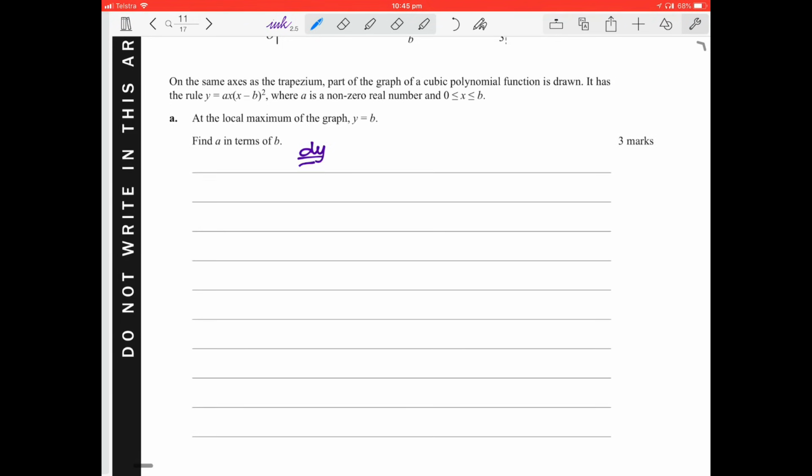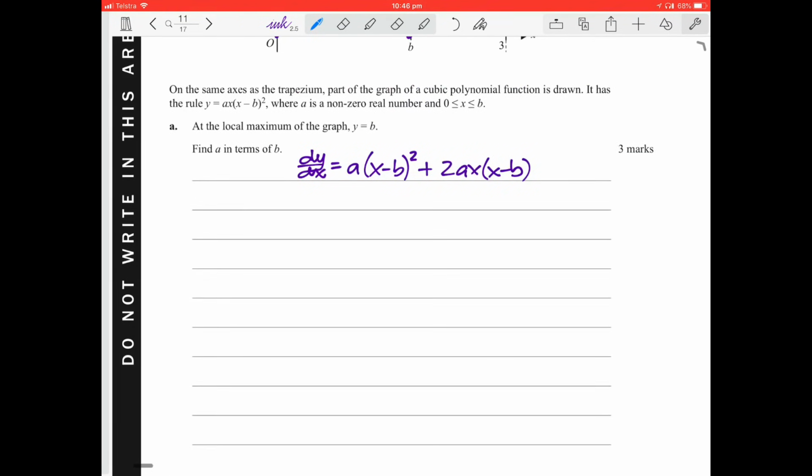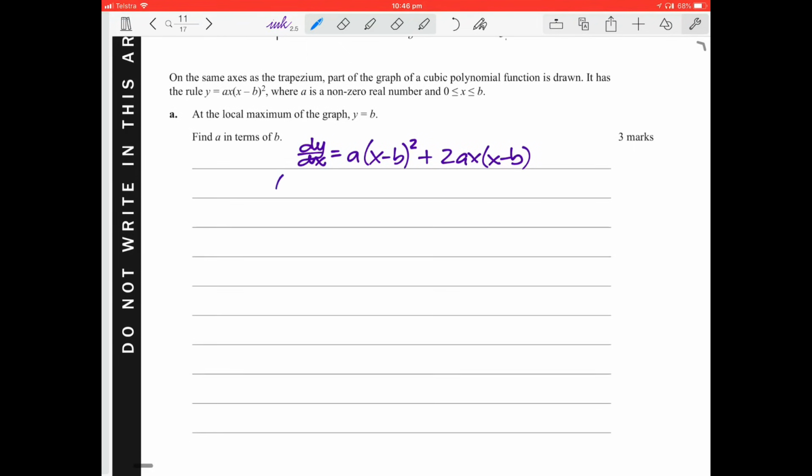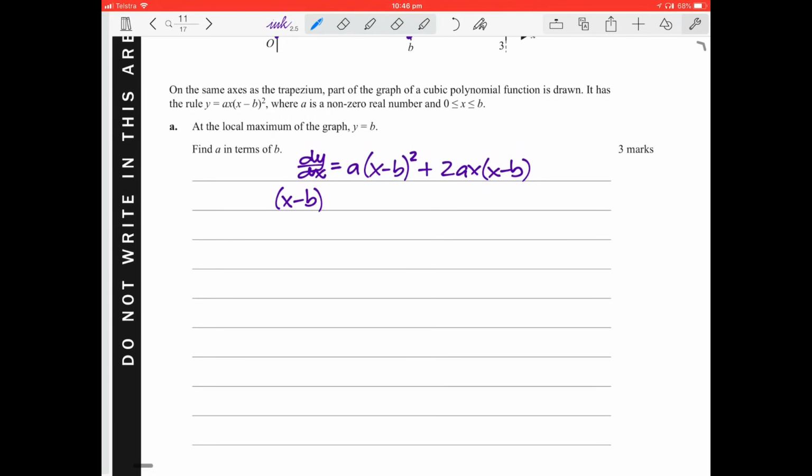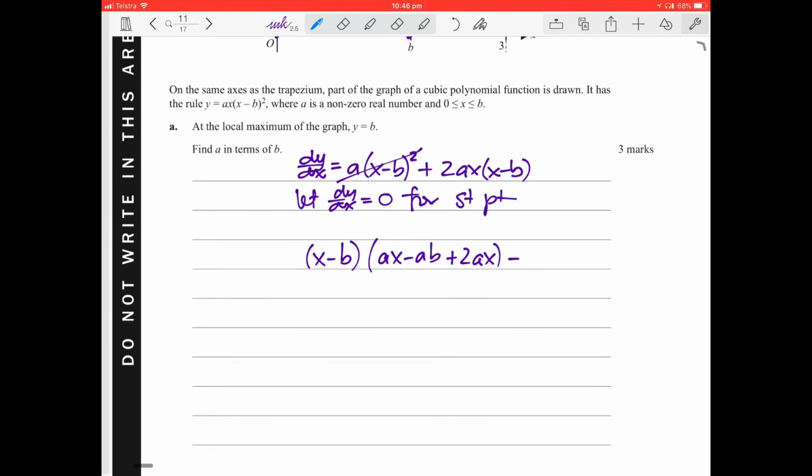Okay, if I said dy/dx is derive a x (x minus b) squared, I get a x minus b squared. Derive x minus b squared, I bring a 2 down to the front. I'd have 2ax(x minus b), which we know, if we let that equal 0, we can take out x minus b as a common factor. I should write it just so we know: let dy/dx equal 0 for stationary point. Okay, so we're going to take out x minus b. We're going to have (x minus b) times ax minus ab, that's that done. I've taken out x minus b, so I've got plus 2ax, and that equals 0.